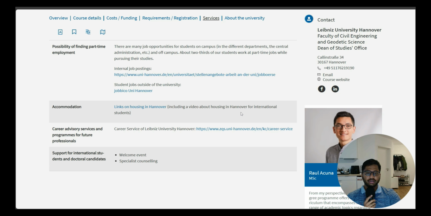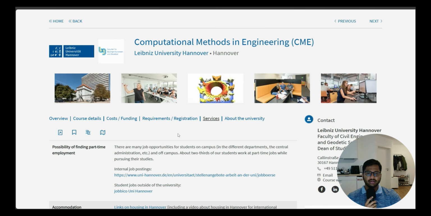Then links to accommodation. If you find it through the student housing and it works, then that is good. If not, then you can also find accommodation inside Hannover, where you can get cheaper accommodation, or you can live around the outskirts, where Braunschweig is, which is very cheap. Then there will also be a welcome event, specialist counseling and other things always available.